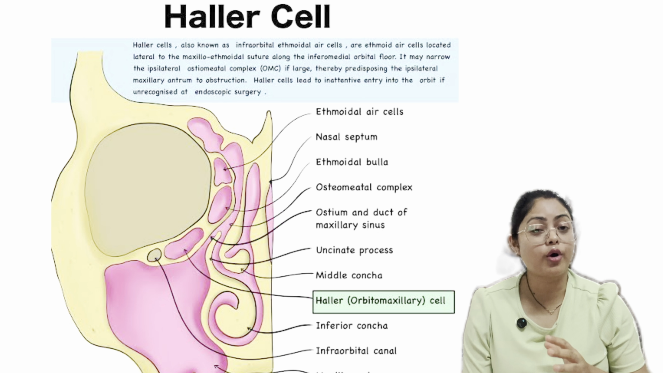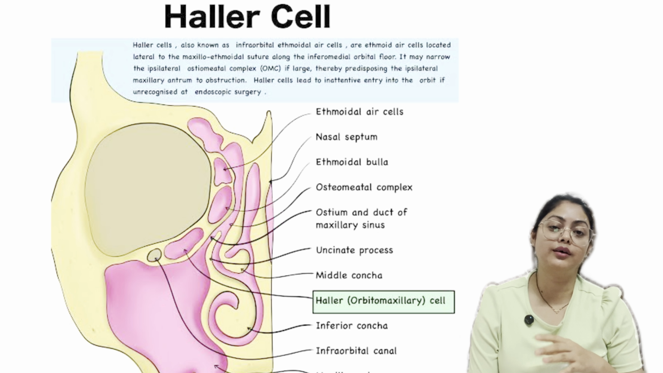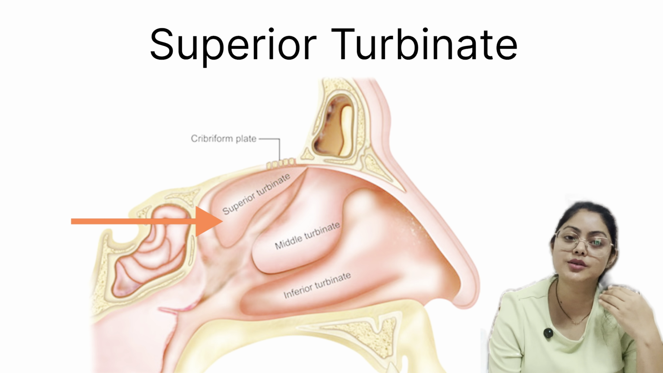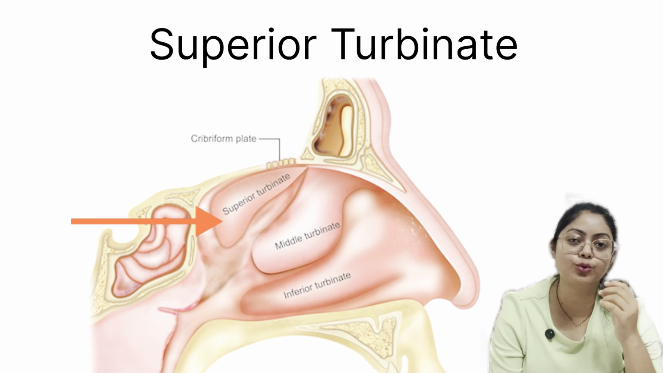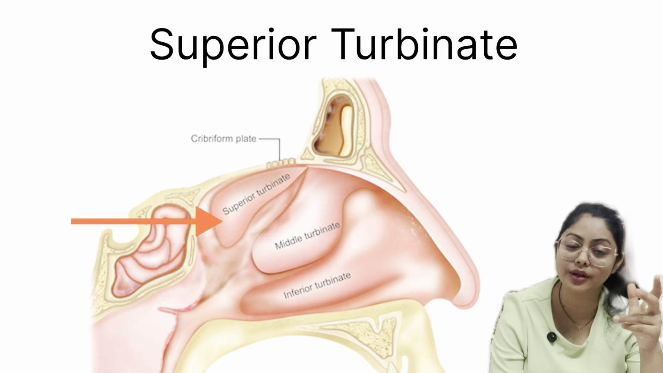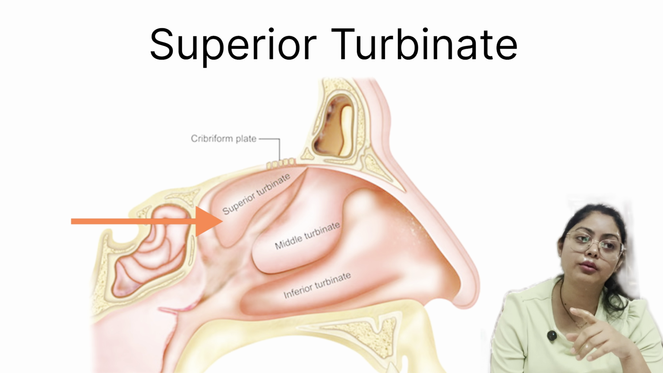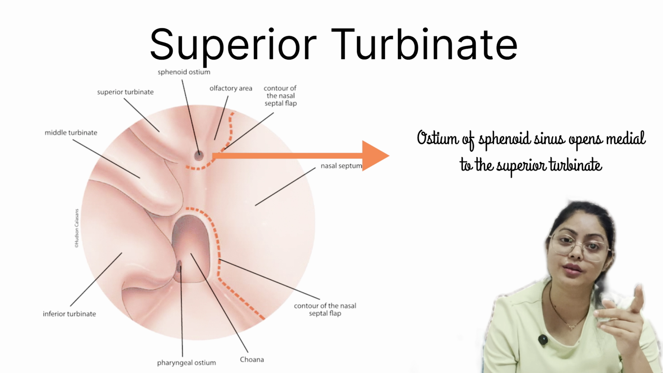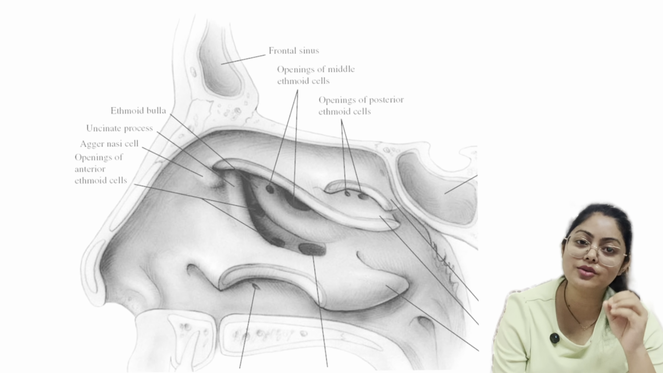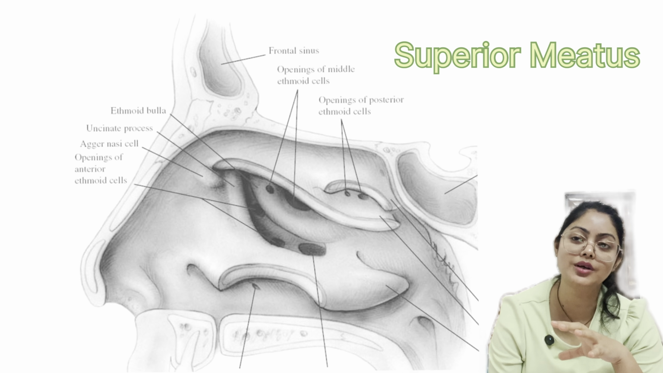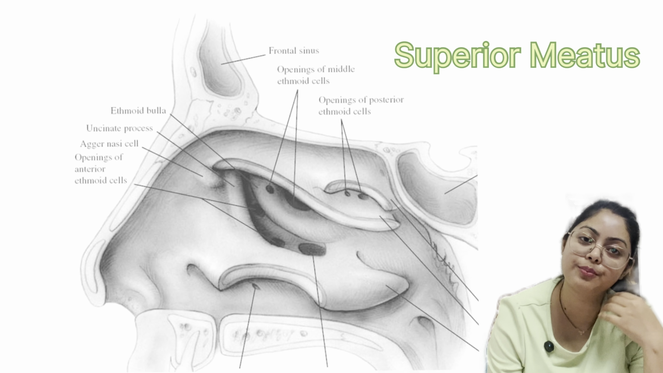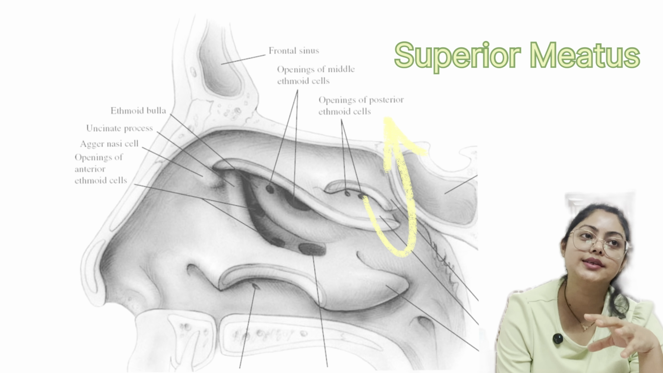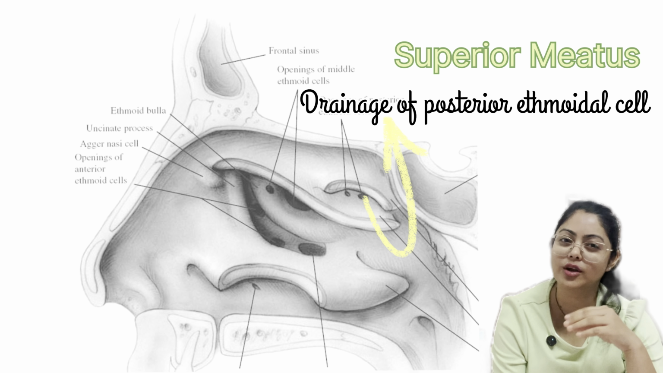Haller cells are ethmoidal air cells which are found in the roof of the maxillary sinus. The superior turbinate lies posterior and superior to the middle turbinate. It is also an ethmoturbinal, and it forms an important landmark, mainly to identify the ostium of the sphenoid sinus, which lies just medial to the superior turbinate. Superior meatus is the space below the superior turbinate where the posterior ethmoidal cells drain into, and the posterior ethmoidal cells vary from 1 to 5 in number.